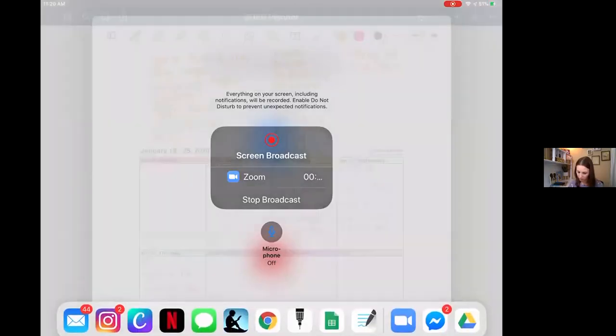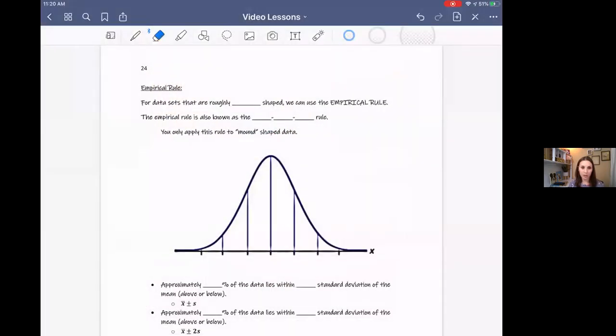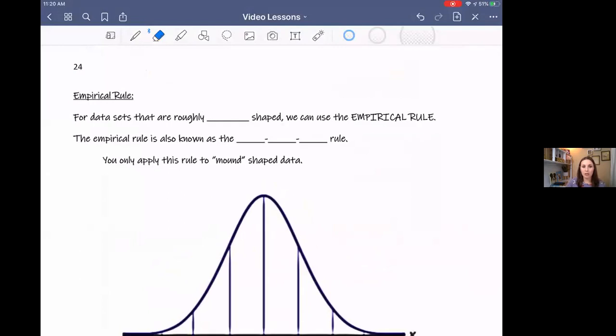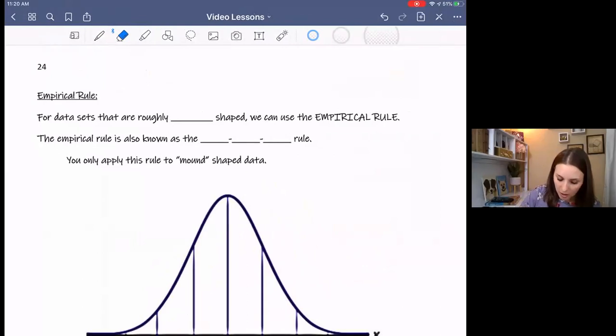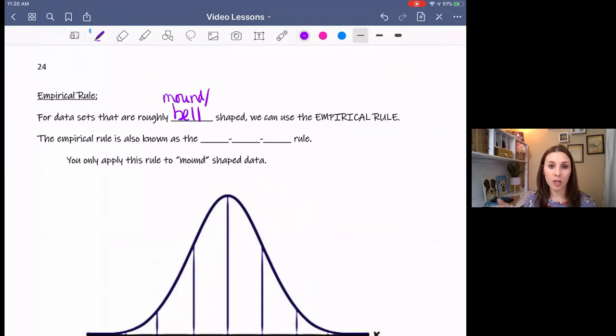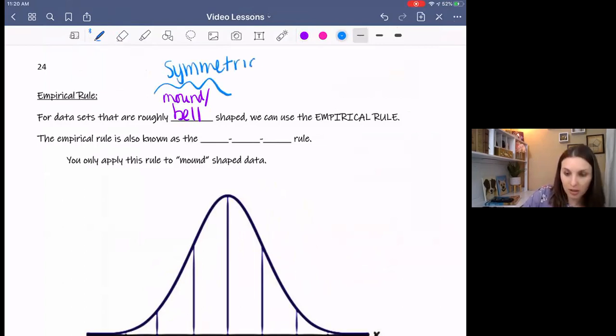All right, here we go. So this is what that looks like. The empirical rule is for data sets that are roughly bell or mound shaped, and that's the only time that the empirical rule applies. You might also hear this as symmetric, which relates back to that distribution shape video. We had right skewed, left skewed, and symmetric. So this is only for data sets that are roughly or approximately symmetrically shaped.